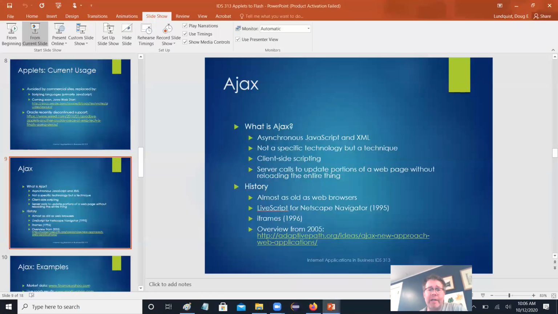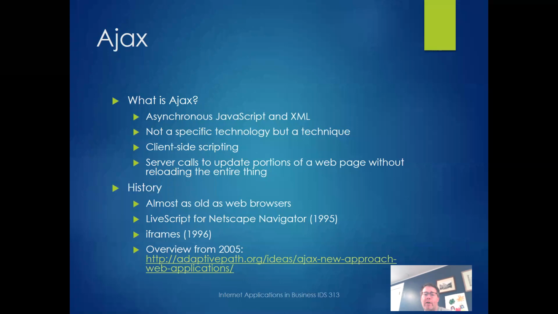So its history, it's not much younger than web browsers. There was one called LiveScript for Netscape Navigator. LiveScript was closely related to JavaScript. It came out in 1995. iframes are tags that you can use to pull data from third parties. So for example, you have a site, somebody comes to visit the site, but you want to provide ads from an outside source or allow Facebook likes on your page, you use iframes for that. Okay, so that's what Ajax is.